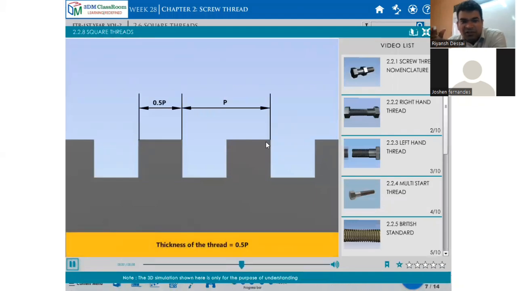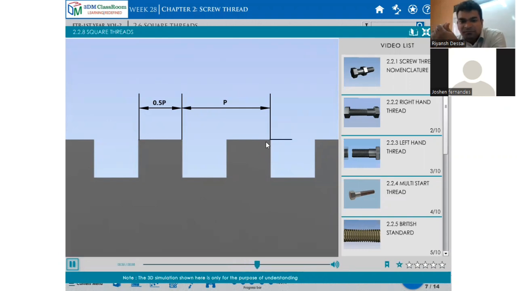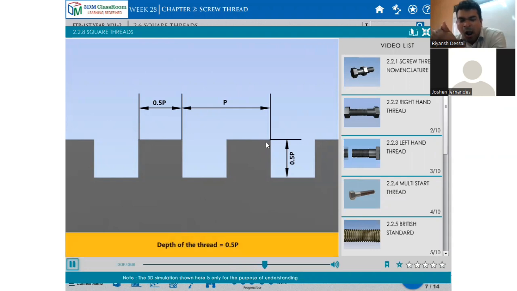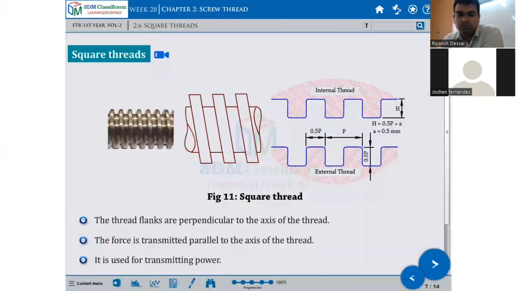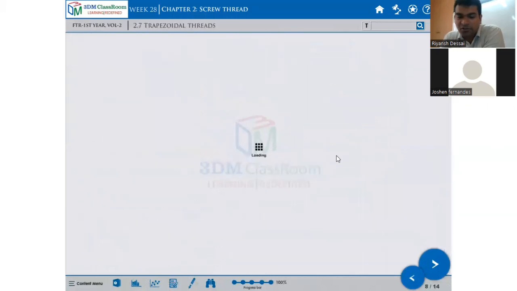Thickness of the thread should be 0.5 times pitch. Depth of the thread is equal to 0.5 times pitch. Thickness and depth of the thread are equal in square threads. Screw jack, vice handle, cross slide, and actuating screw shafts are examples of square threads. Understood? What is a square thread?